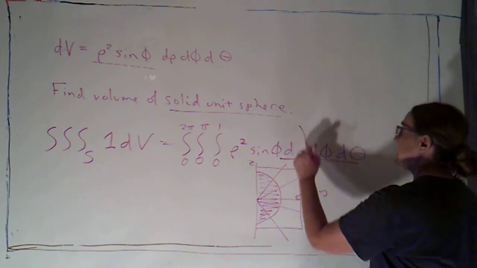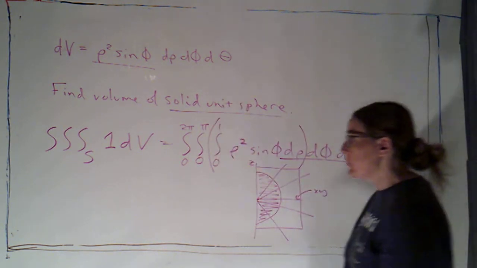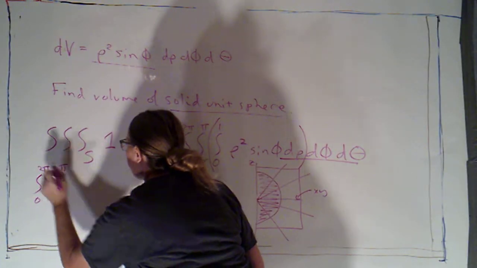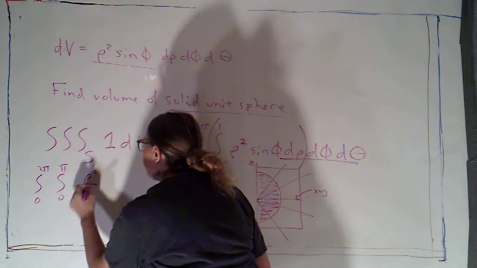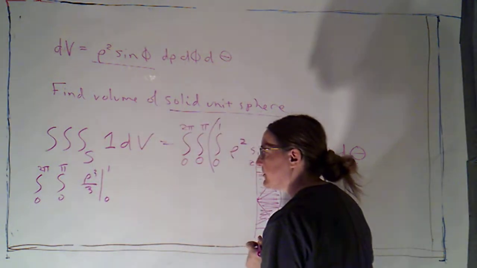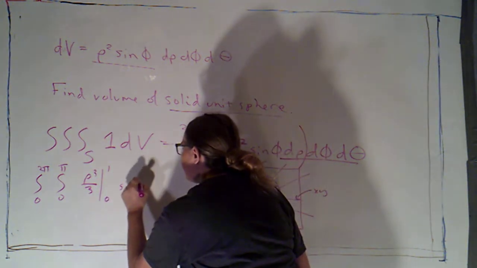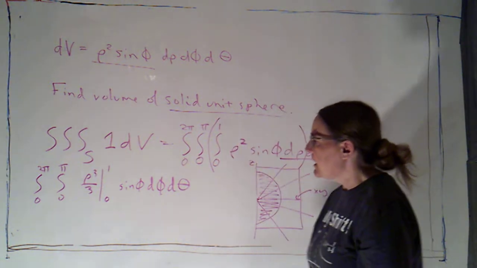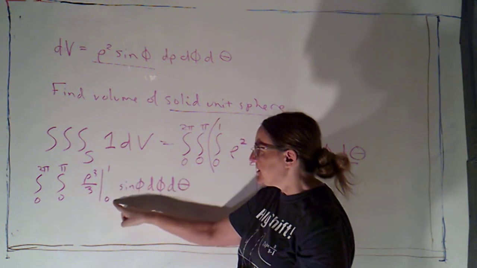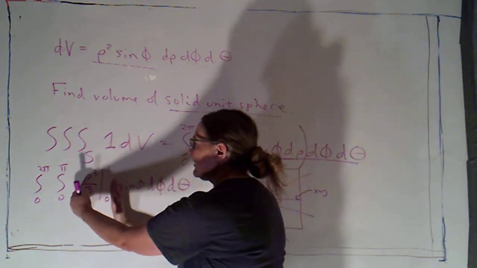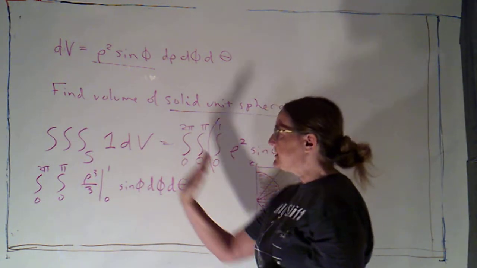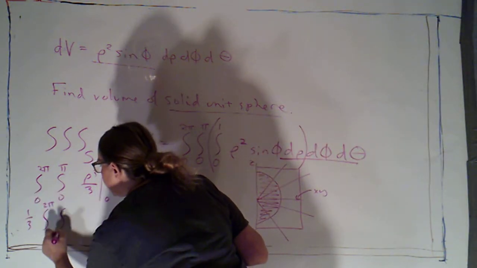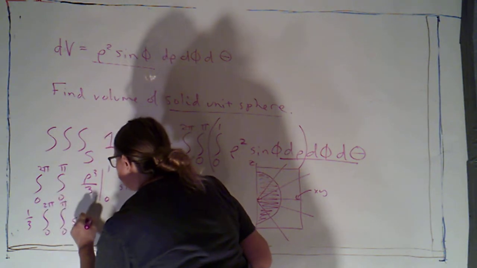So now, let's integrate. We'll start with integrating the rho. So we're going to have the integral from 0 to 2 pi, integral from 0 to pi, rho cubed over 3 evaluated between 1 and 0. That's still multiplied by sine phi, and then we'll have to integrate d phi d theta. When I plug in 1, I get a third, and when I plug in 0, I just get 0. So this evaluates to 1/3. That's a constant, so I'm just going to pull that out. So I've got 1/3 integral from 0 to 2 pi, integral from 0 to pi, sine phi, d phi d theta.